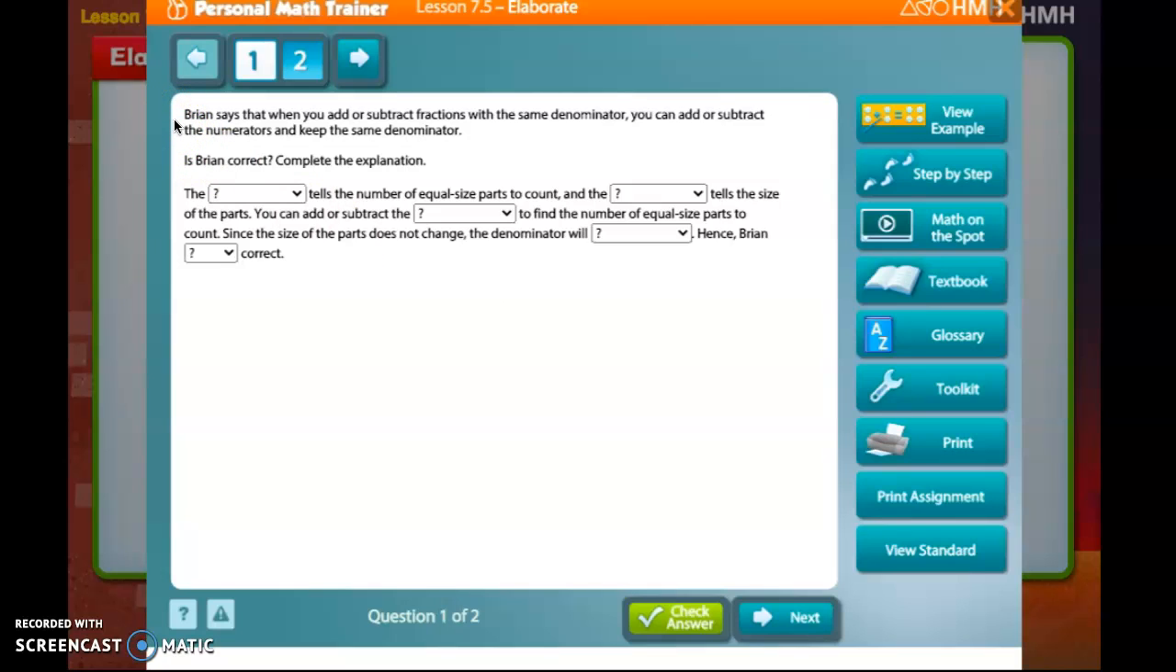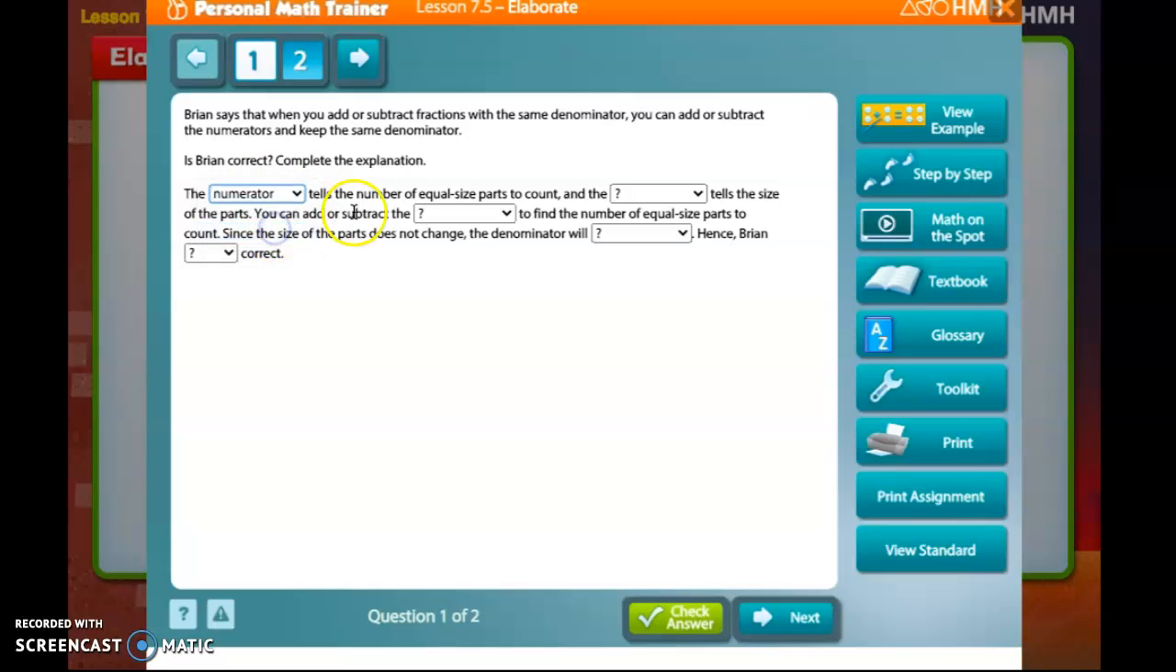you add or subtract fractions with the same denominator, you can add or subtract the numerators and keep the same denominator. Is Brian correct? All right, let's think about this. He said you can add or subtract the numerator and keep the same denominator. You're right. You can add and subtract the numerator and keep the same denominator. So it says the blank tells the number of equal parts to the count. All right, the denominator or the numerator?